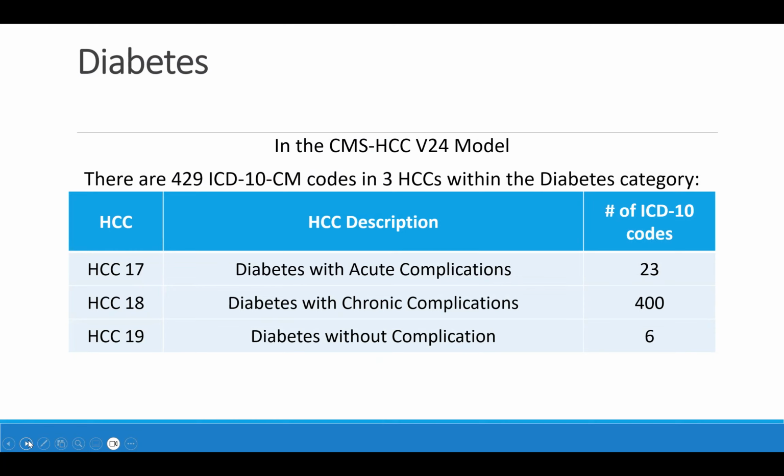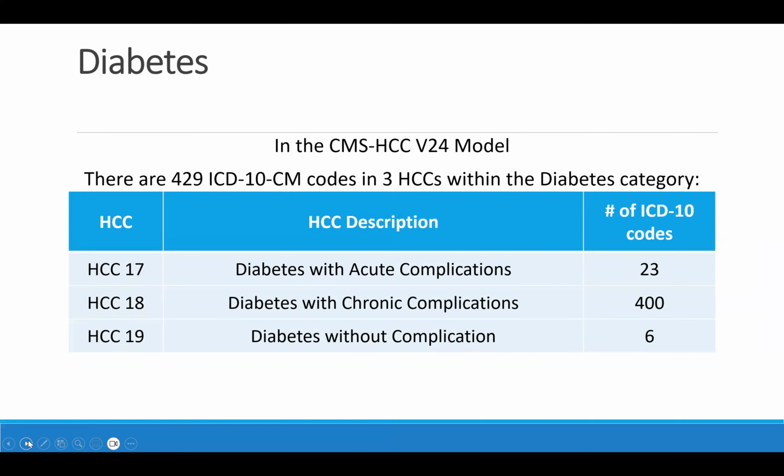So real quick, I want to take a look at, we are in a blended model. V24 is going away. V28 is coming in. And so I like to just highlight the differences between the two. So V24, there's 429 ICD-10 CM codes in 3 HCCs in diabetes. HCC 17 has 23 ICD-10 codes. HCC 18 has 400 ICD-10 codes currently, and HCC 19 has 6.